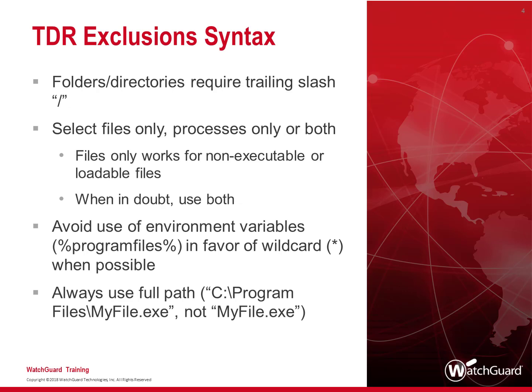So a few points on exclusion syntax. When you're defining a folder or directory path that you want to exclude, and you want to exclude the subfolders beneath that path, you must include a trailing slash. It's a good idea to leave that on there anyway. You can select files, processes that are launched out of that directory, or both. When in doubt, you can use both.